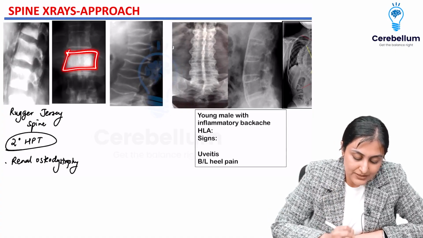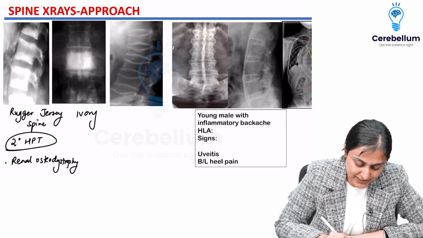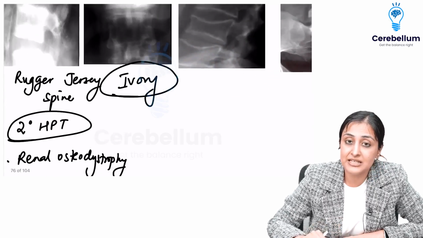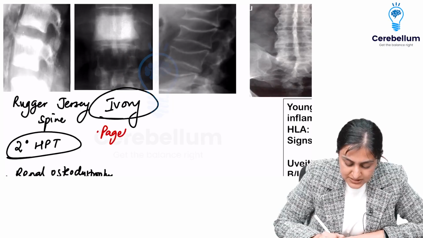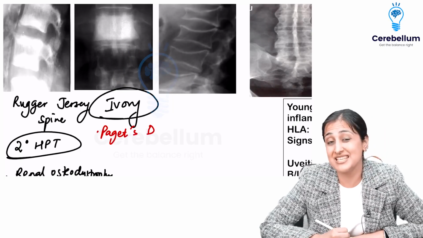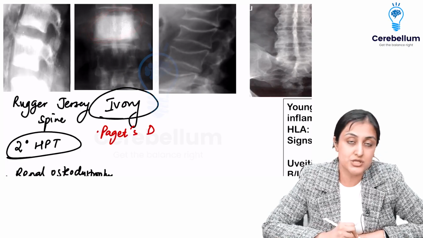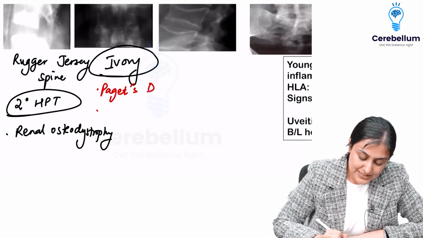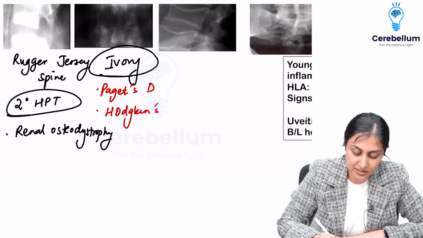When you see that there is this white bone here, like ivory, right? So this is what is called ivory vertebra. Independently, this can be seen in many conditions. One DD is Paget's disease. You know how in Paget's you have blastic phase, lytic phase, mixed phase. In the blastic phase, you will see this ivory white appearance. This can also be seen in Hodgkin's lymphoma. So Hodgkin's lymphoma is another DD.